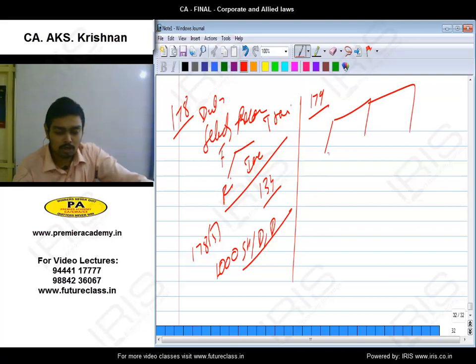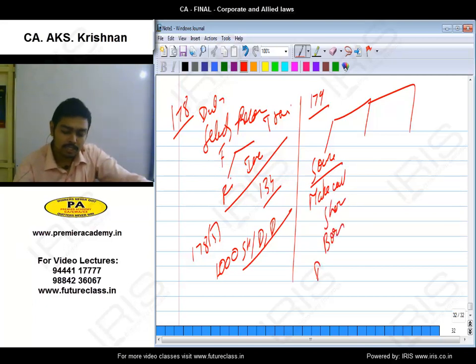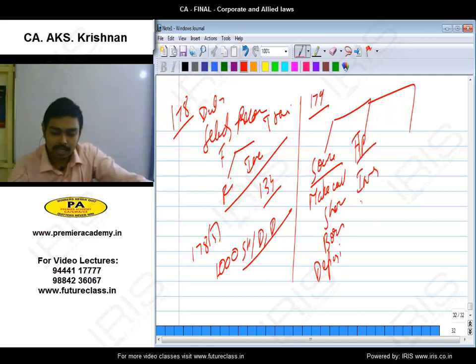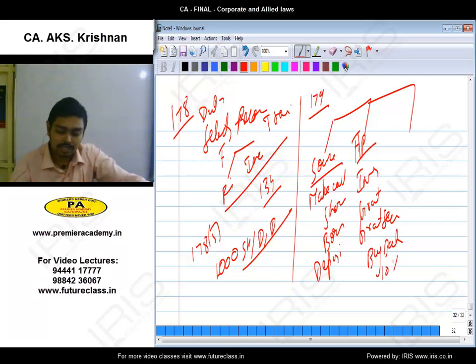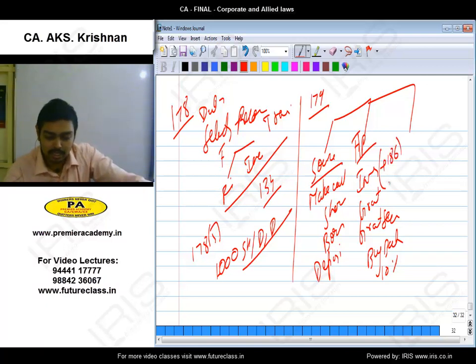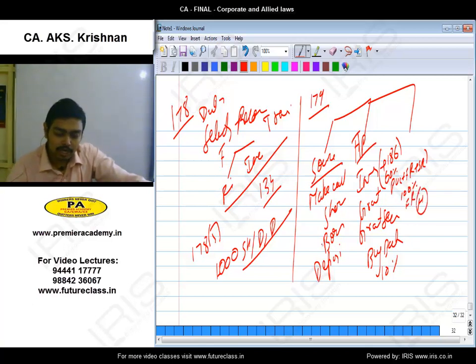Powers of the board. What are the sources you have? Make calls, issue shares, borrow, then deposits. Then investing, granting loans or advances, then guarantee, security, then buyback. How much here? 10%. Then investment, how much can they do as per section 186? 60% of paid up capital plus free reserves plus securities premium, or 100% of free reserves plus securities premium, whichever is higher.